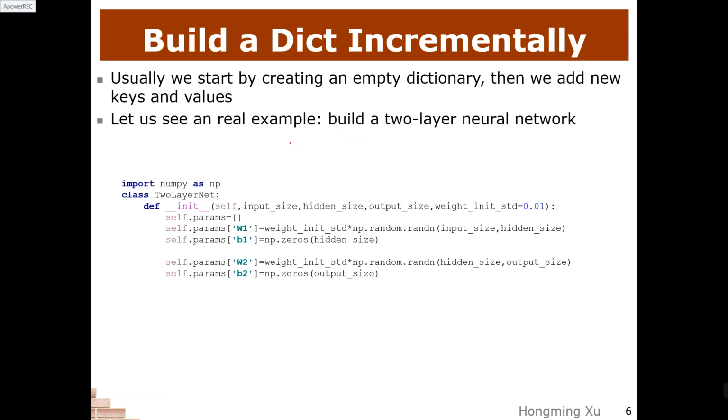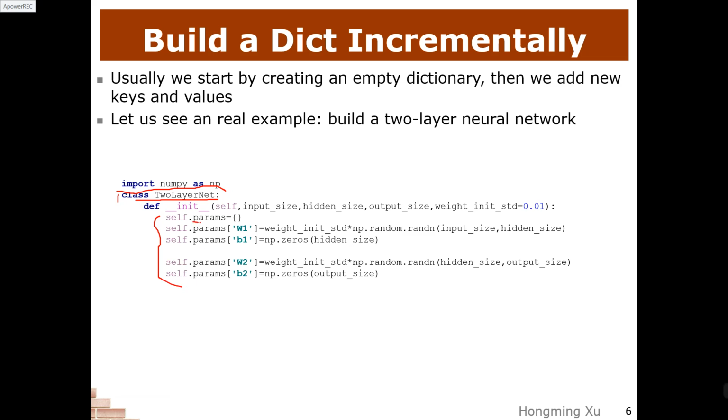For example, this is a real example. Assume we want to build a two-layer neural network, and this class is the two-layer neural network. If you have learned some other object-oriented programming, I guess you should be very familiar with the class definition. But if you haven't learned OOP programming, you can just skip what the class is. I will talk about how to define a class in Python in future videos. Here I just want to explain how to use a dictionary in a real scenario.